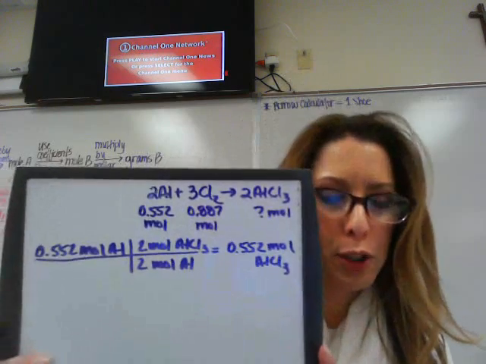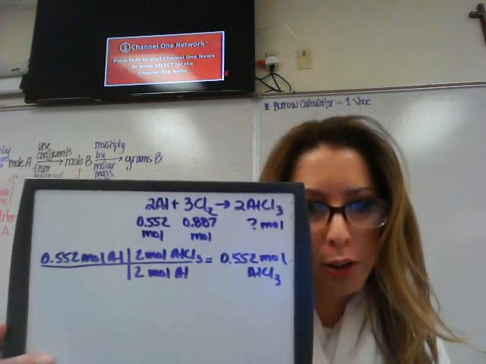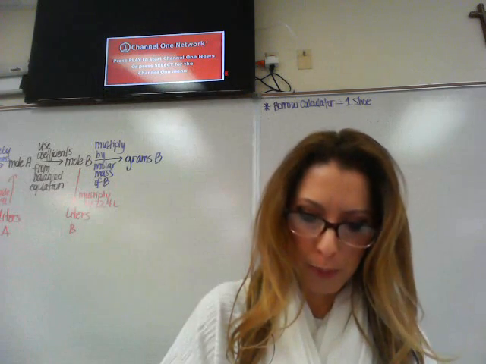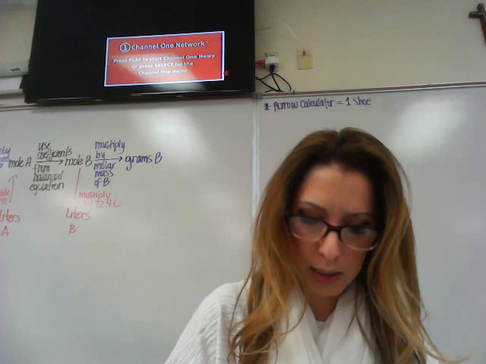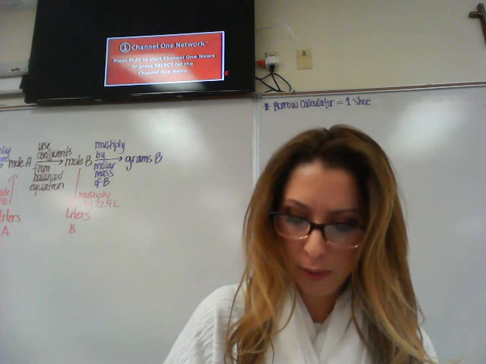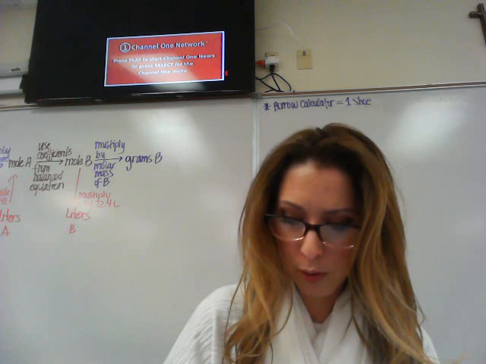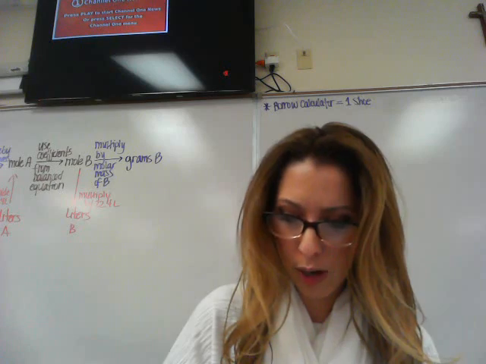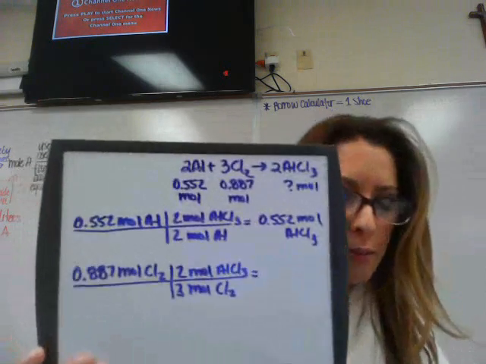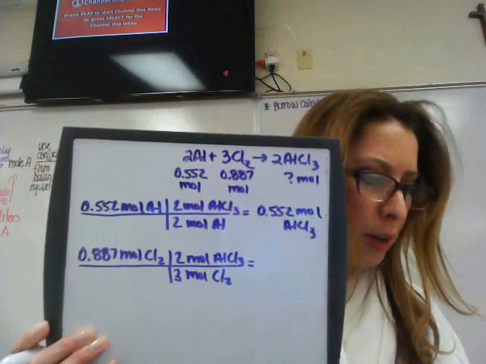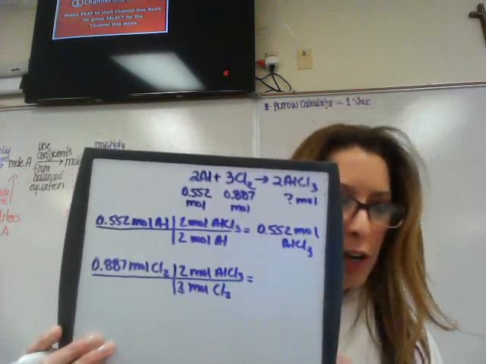Okay. Then what you're going to do is the same thing with the other reactant, which is 0.887 moles of chlorine. So I'm going to put 0.887 moles of chlorine here. And I've got 3 moles of chlorine for every 2 moles of aluminum chloride. So it looks like this. Okay, 0.887 times 2 divided by 3 is 0.591.